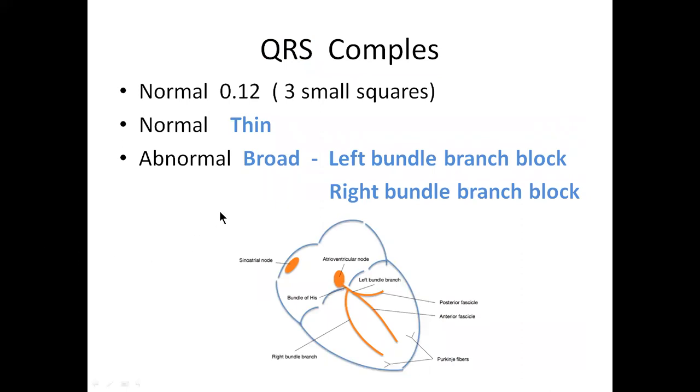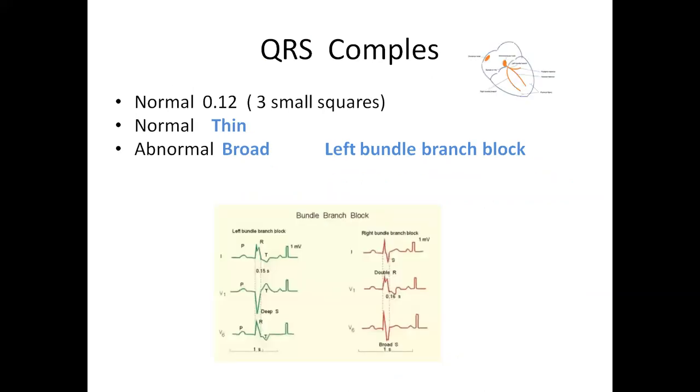So, when it is broad, it could be secondary to what we call left bundle branch block. And what that means is, remember the conduction system, the left bundle has stopped working. Or it could be a right bundle branch block, in which case the right bundle has stopped working. And they have unique patterns that you need to know about. So, in this situation, we commonly look at lead 1 and V6.